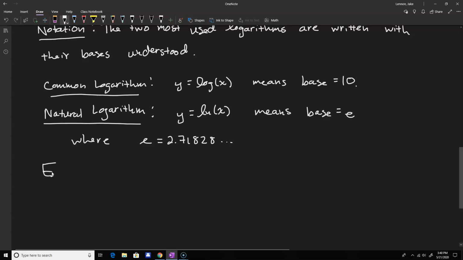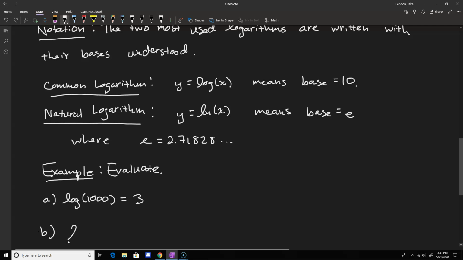So let's look at some examples where we just evaluate these. Same deal. Just trying to do them in our head without using any calculator. So let's say we have the log of 1,000. Well, basically we're asking 10 to what power is equal to 1,000? Well, powers of 10 are easy because you're just counting zeros. So 10 to the third power is 1,000.